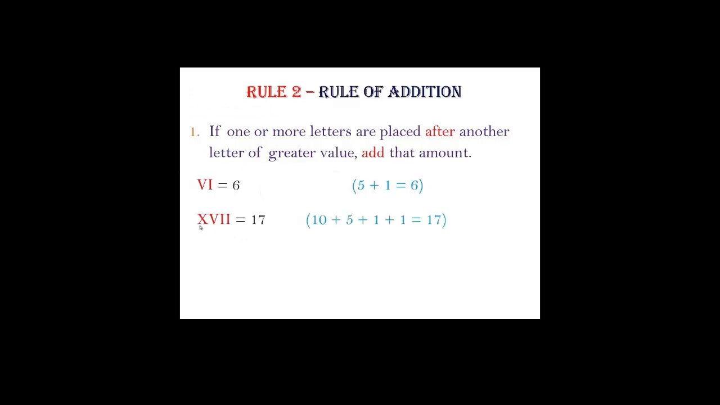Next example. What is the value of X? 10. Very good. Value of V is again 5. I is 1. If you see here, X has the greater value. V has a smaller value than X and I is even smaller than V. So when the lower values are written after the greater value, it has to be added. So 10 plus 5 plus 1 plus 1 will give you 17. So the value of XVII is 17. One more example. 10 plus 10 plus 1 plus 1 plus 1 is 23.